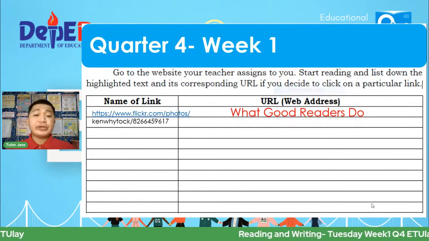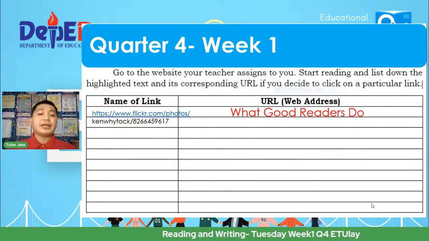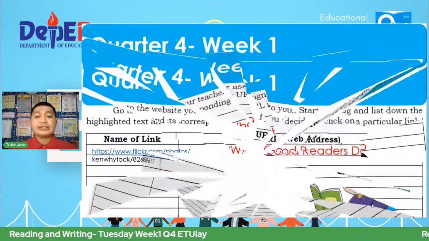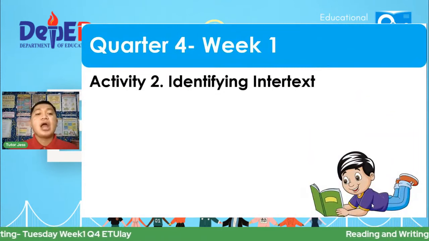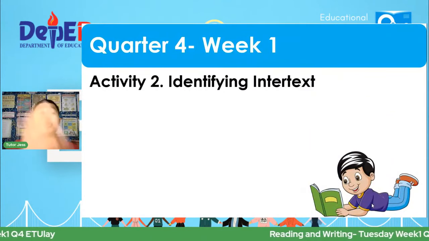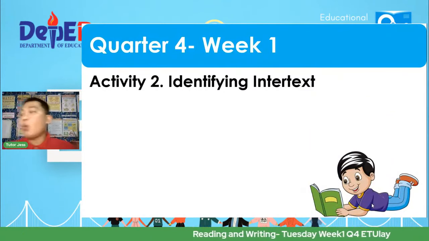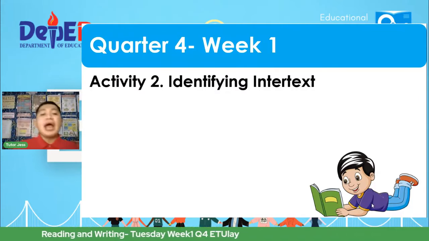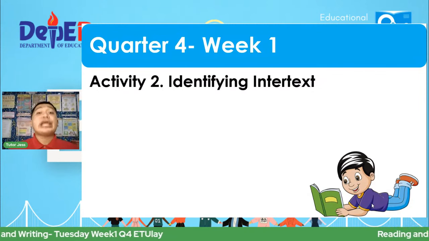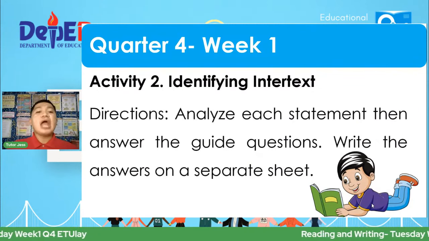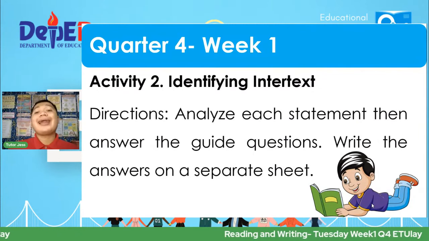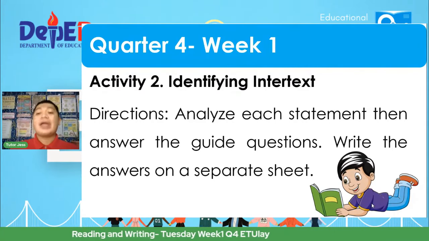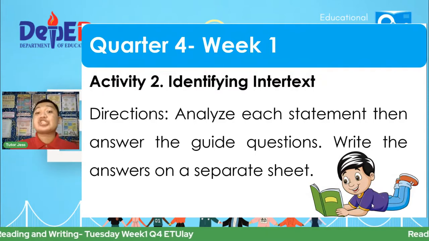Okay, what good readers do? Makikita nyo dyan kung ano ba ang ating link. Okay, that is the web address. All right, so you continue in finding that web. Let's proceed. Activity 2 is identifying intertext. Directions: analyze each statement, then answer the guide questions. Write the answers on a separate sheet.